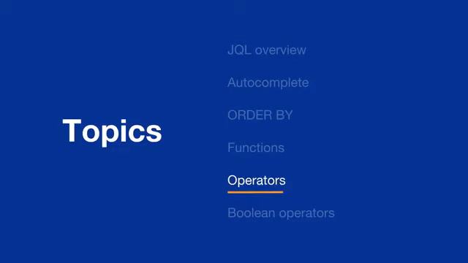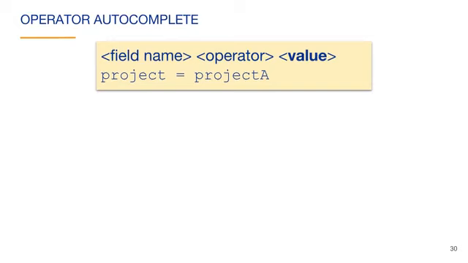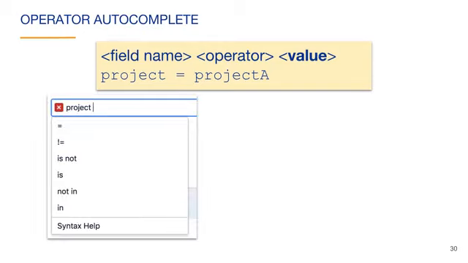Next, we will discuss operators. An operator is placed between the field name and the value. In this example, the operator is the equals sign. You can use autocomplete to see which operators you can use for a specific field name. In this example, we have entered the project field name and then pressed the spacebar. Autocomplete provides a list of choices for the operators.